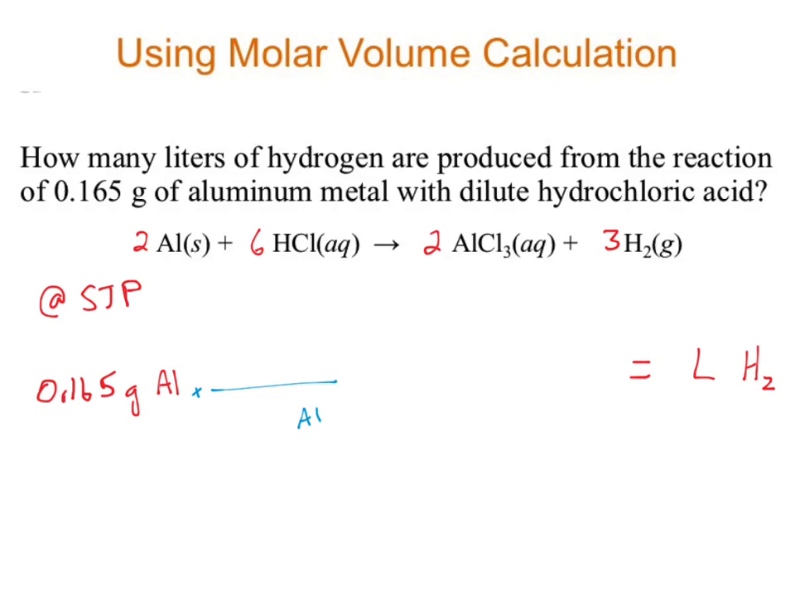I want that unit to cancel. I don't want aluminum to show up. What do I want to show up? What substance do I want to have show up? Hydrogen. Okay? That is now my substance. All units must be complete, a measurement and a substance.